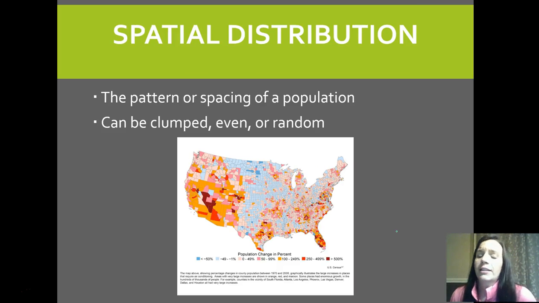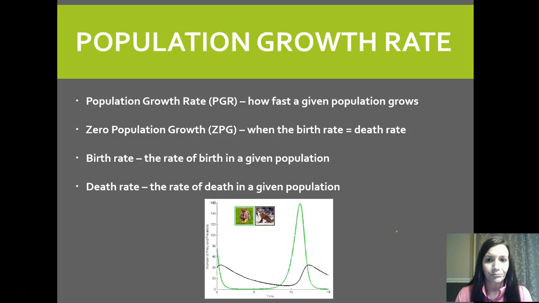Spatial distribution is simply the pattern or spacing of a population. So once again, it can be random, it can be even, or it can be clumped. This graph shows the population change in humans in the United States, but it does show that random distribution. So there's clumps of people in certain locations, and then there's also just randomly all throughout the country.